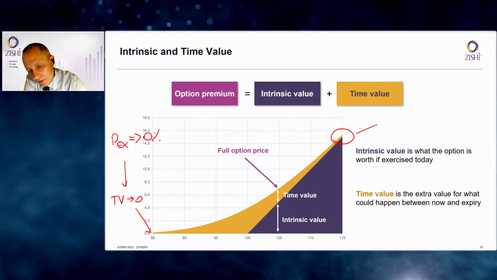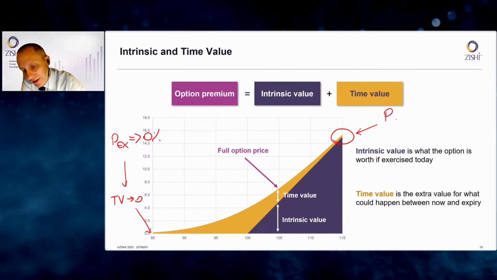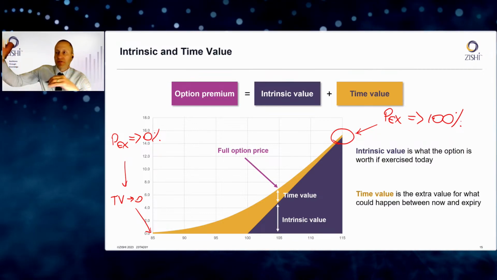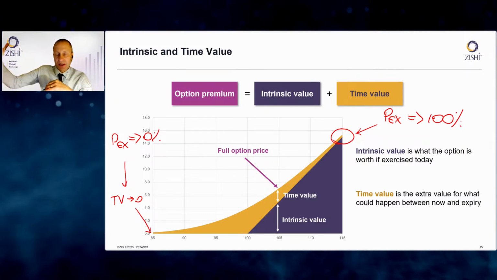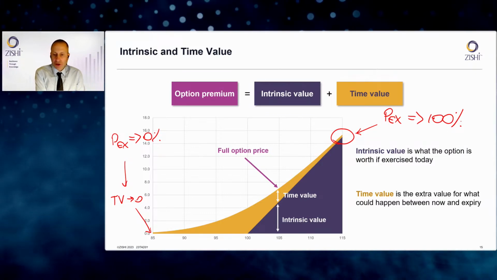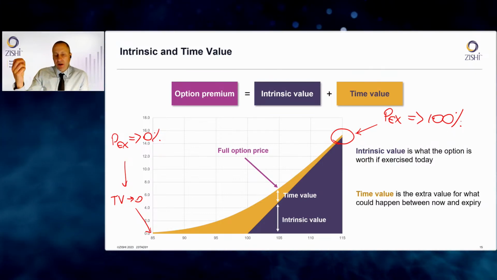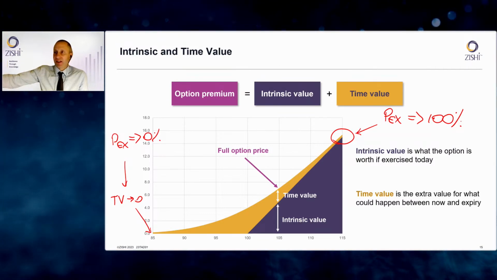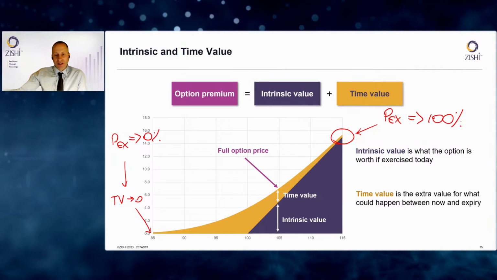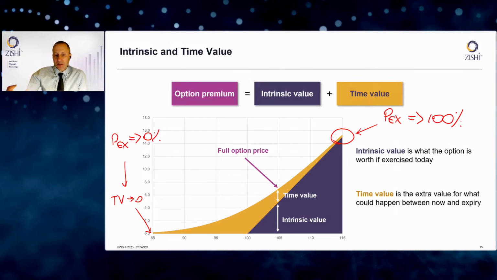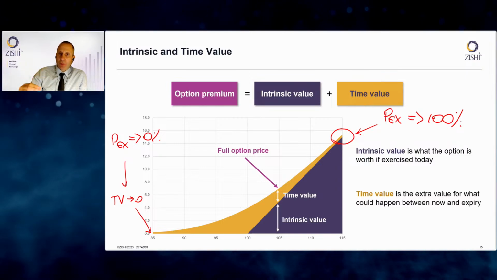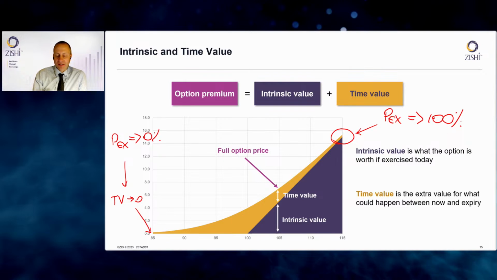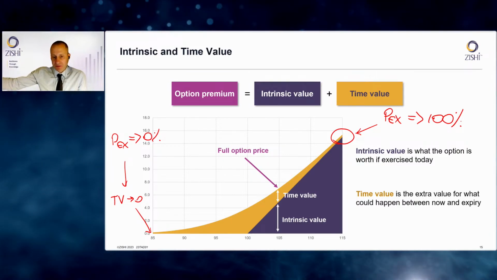As we move up to the right-hand side, the probability of exercise tends to 100%. If the stock's trading at 150, it's now looking 100% probable that I will be exercising my 100 call, in which case it is now just a position in the stock. I can either exercise it right now, or I can wait until expiry and exercise it then, but I'm doing one or the other. So essentially I'm just long the stock. So again, the option premium at that point becomes relatively dull and fairly straightforward. It's just the value of owning the stock at 100 when the shares are trading at 150.